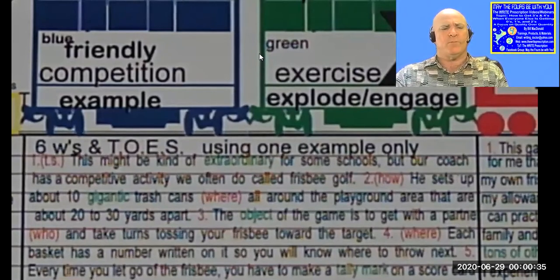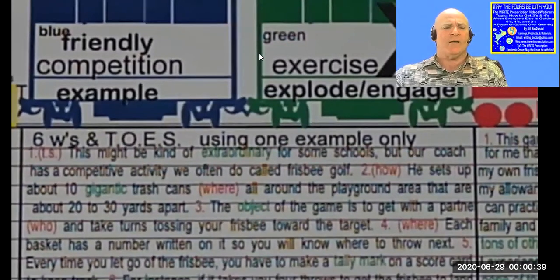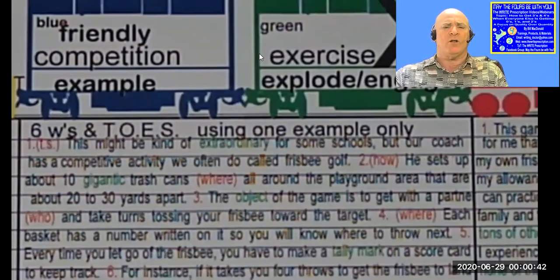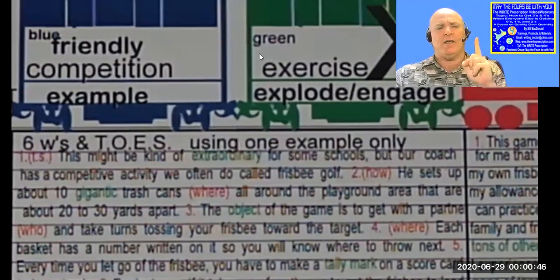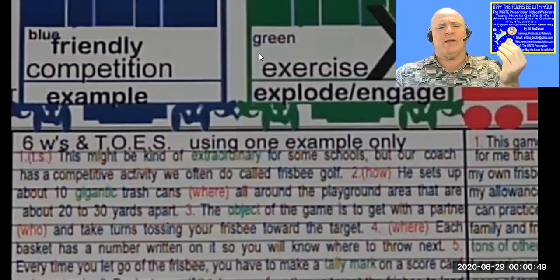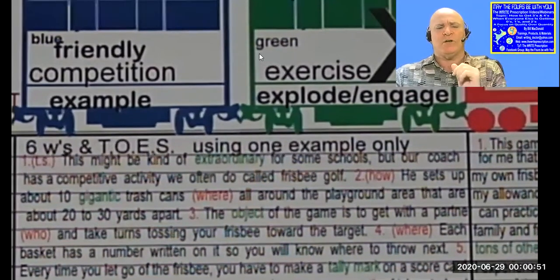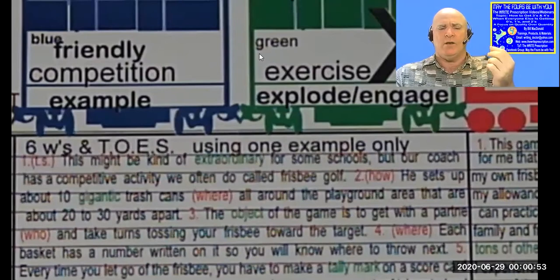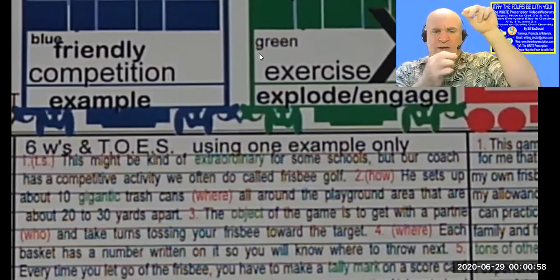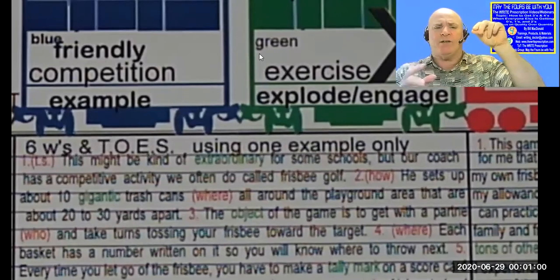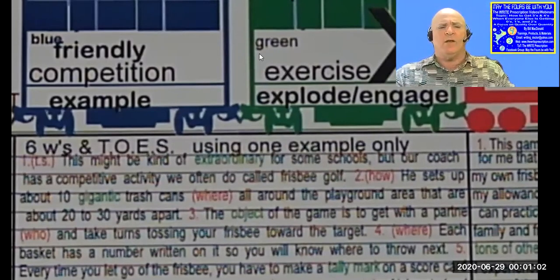So here we go. This might be kind of extraordinary for some schools, but our coach has a competitive activity we often do called Frisbee golf. Sentence one. So if you have one monkey, do I get any extra credit? Yes, I would probably say, because extraordinary is a great vocabulary word and opinion, you could say, oh, I'm going to give you an extra monkey that's blue or green because you got my attention with that higher vocabulary. Even competitive and activity could be used, but because activity is in the prompt, we won't call it that.